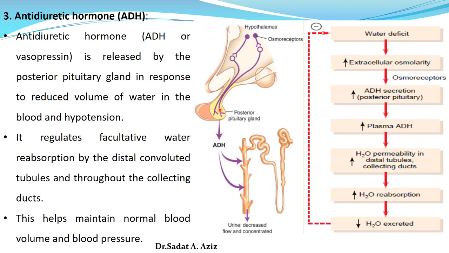It is released in response to what? To a reduced volume of water in the blood and hypertension. So a reduced level of water in the blood means what? An increase in the osmolarity of the blood. We have some specific receptors which are called the osmoreceptors.